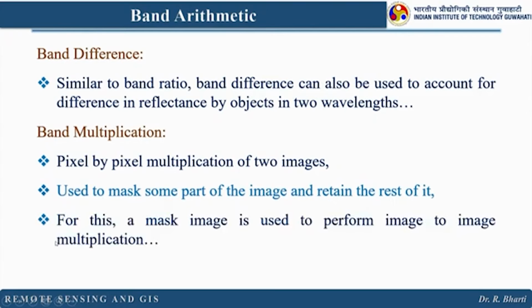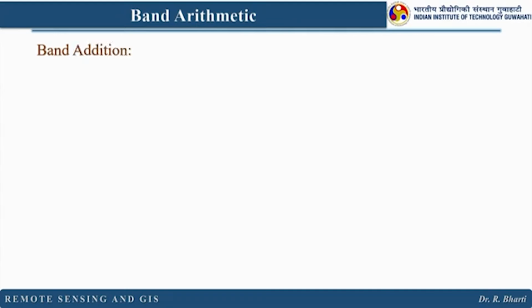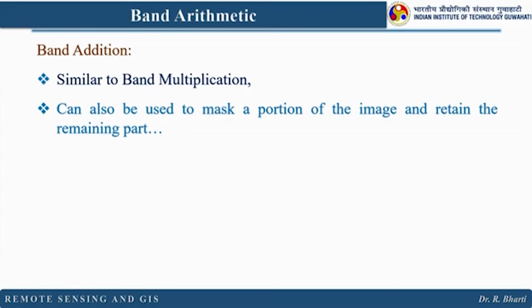For this, a mask image is used to perform image to image multiplication. Again, remember that location is very, very important. You cannot change the location. So next is band addition. It is similar to band multiplication and can also be used to mask a portion of the image and retain the remaining part of it.